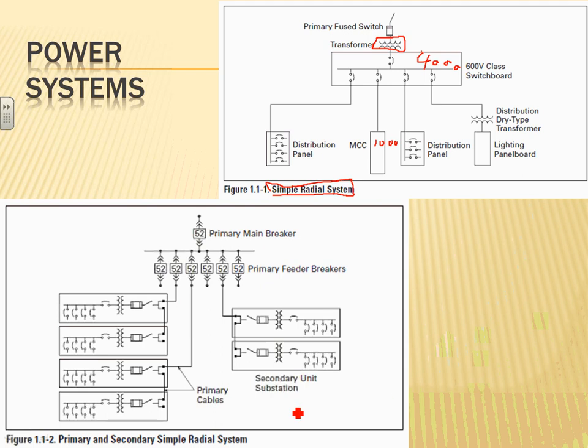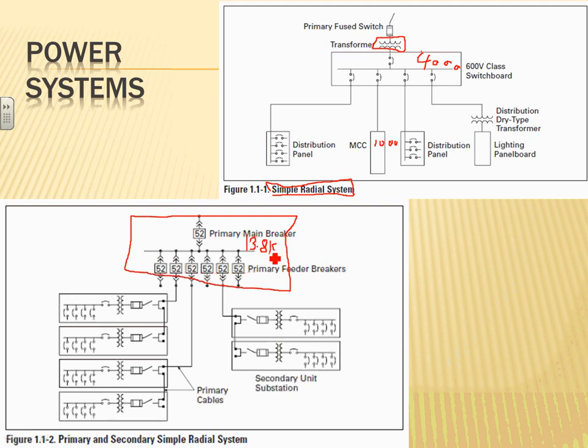Now the second one here is called primary and secondary simple radial system. What they added here, if you see, they added primary feeders. I don't know if you're familiar with medium voltage. The number 52 is what IEEE assigned to a circuit breaker. Every time you see 52, that means a big fat medium voltage circuit breaker. So these will be 13.8. So the second one is 13.8.